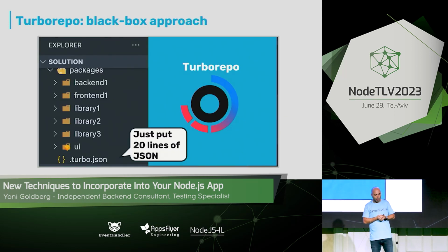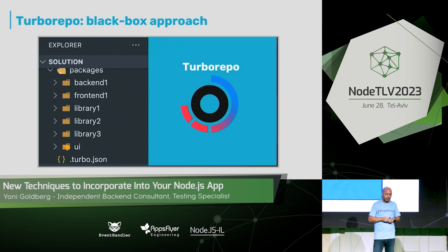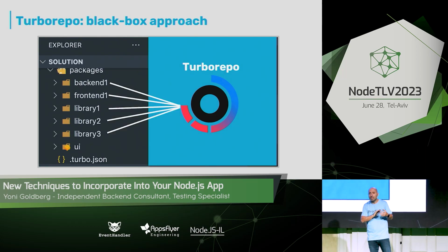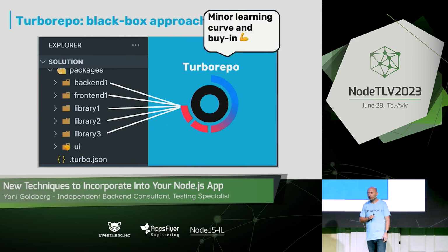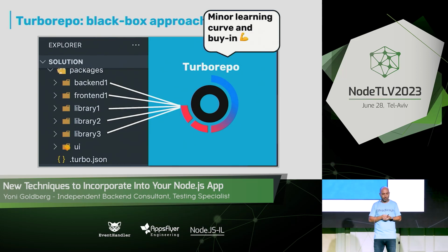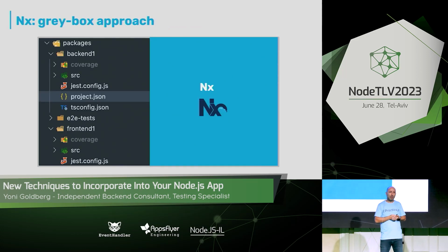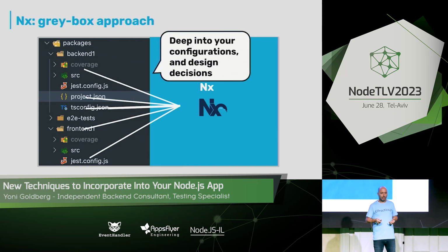In other words, Turborepo demands nothing but putting some 20 lines of JSON and comes with a black box approach. It knows nothing about your code, only about your package JSON scripts. So if you remove Turborepo tomorrow, nothing happens to your code. The build gets slower. NX, on the other end, comes with a gray box approach. It gets into your code. It makes decisions, configuration changes, and sometimes overlaps with the standards.